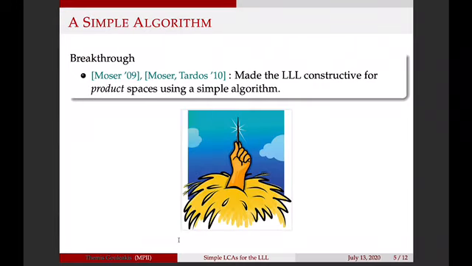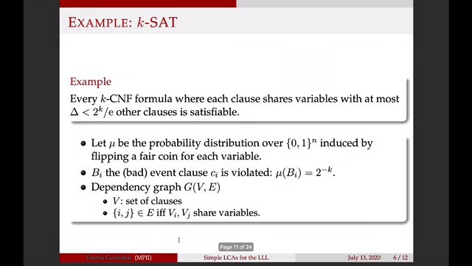Even though this result was existential, a breakthrough result by Moser and Tardos about a decade ago made it possible to find such needles in polynomial time, given that the LL conditions were satisfied. Here's what the result says for K-SAT, which is very closely related to the problem of hypergraph coloring that I mentioned earlier. It says that if each clause shares variables with at most 2^k/e other clauses, then it is satisfiable, and the satisfying assignment can be found in polynomial time.